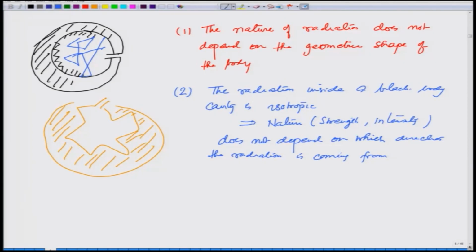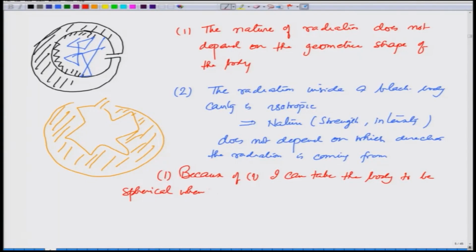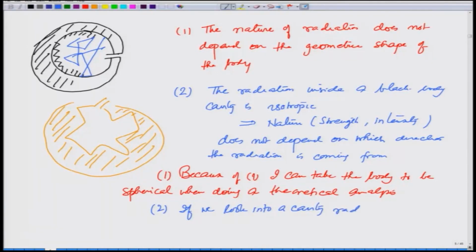So, let us see the consequences. Because of one, I can take the body to be spherical when doing a theoretical analysis, because the shape does not really matter, and because of 2, if we look into a cavity radiating, we will not see any difference in any direction. That means, whether I look inside this cavity, whether I see here, whether I see here, whether I see here, I will not see any difference, because there will be no contrast from any side coming.